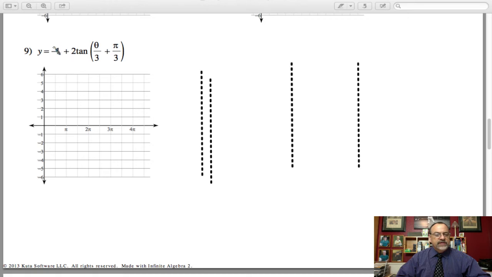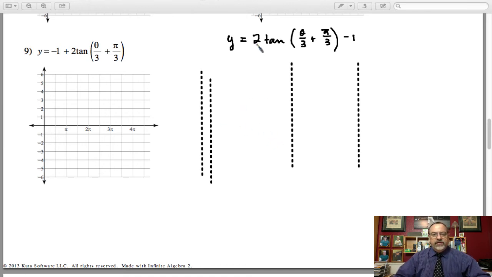Now, this -1 looks out of place to me because usually these are on the other side. So I'm going to just go ahead and write it more like I like to see it. So I'm going to put this as 2 tangent, and then we've got theta over 3 plus pi over 3, and then we have the -1 out here. Okay, so that looks a little bit better.